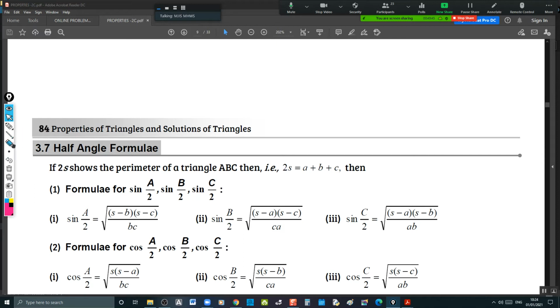These are called half angle formulae. Why half angle? Sine A by 2, sine B by 2, sine C by 2. So sine A by 2 is root of (s minus b)(s minus c) by bc, cos A by 2 is root of s(s minus a) by bc. Tan A by 2, divide these two, bc gets cancelled: root of (s minus b)(s minus c) by s(s minus a). I hope you have learned all this.